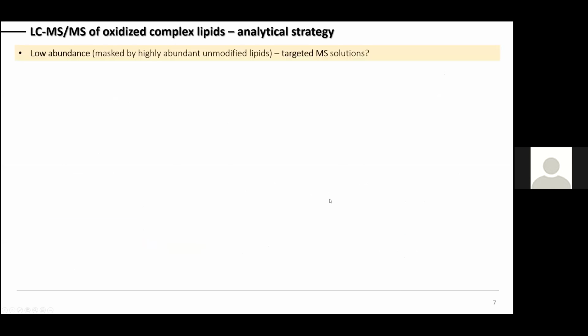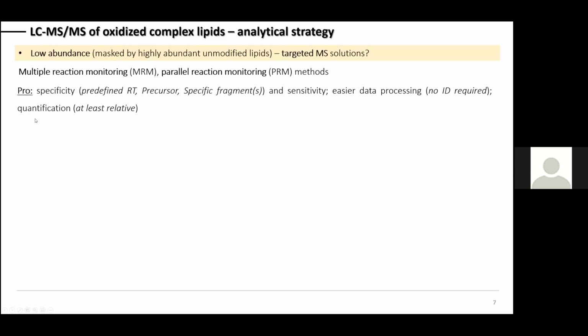So in terms of mass spectrometry methods which we can choose, it is not so clear how to go. On one side, they are low abundant. That would mean we want to go for targeted solutions, like multiple reaction monitoring or parallel reaction monitoring. The plus in this way is specificity, because as I mentioned and other speakers talked about, we have this predefined list of analytes, so it is very specific and sensitive. The data is easier to process because we do not really need to identify them, as we know them beforehand.